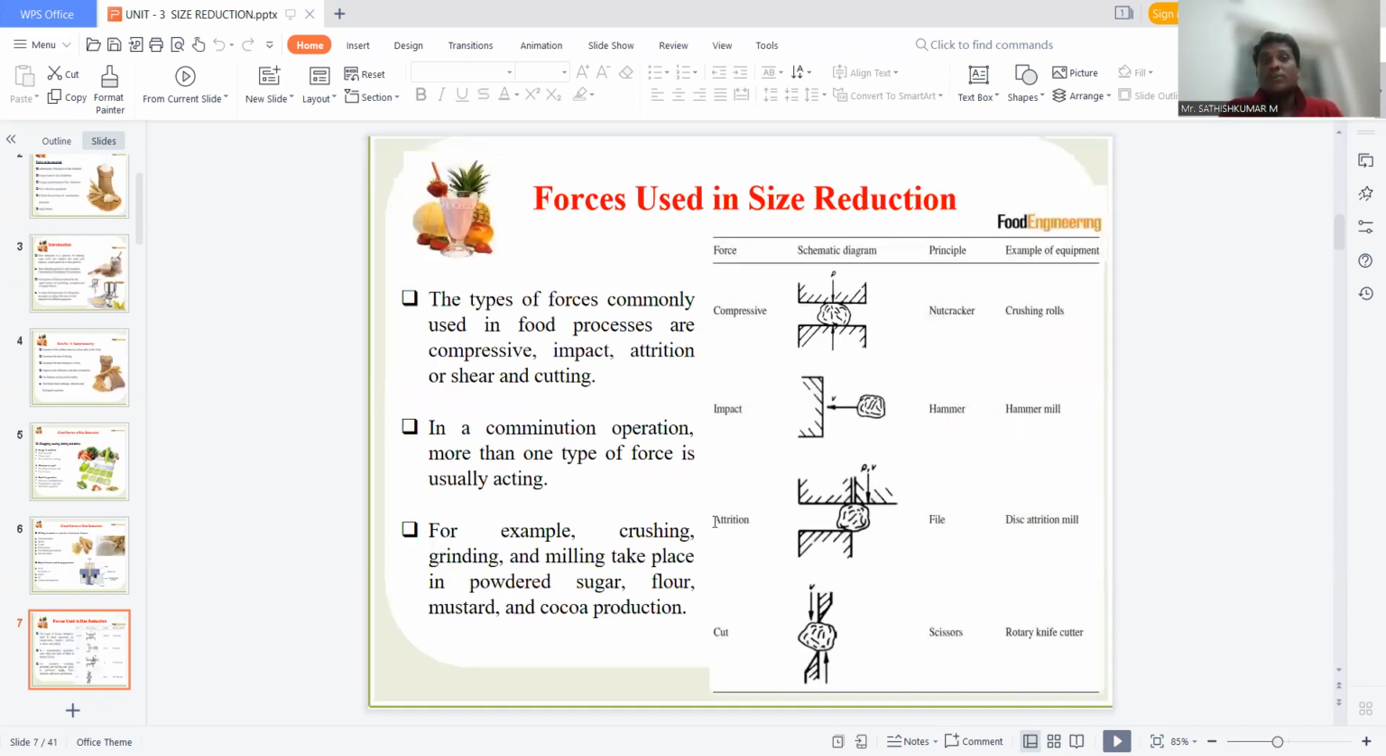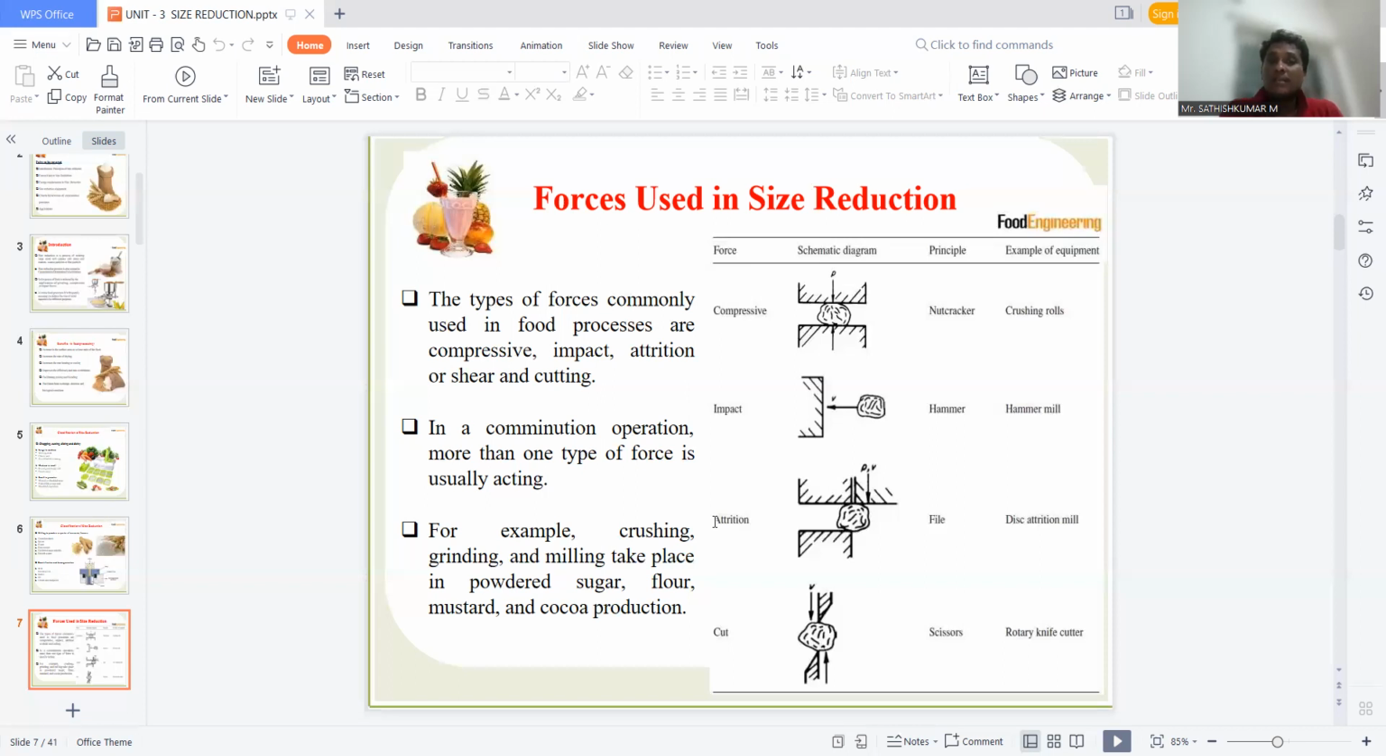Next, we are going to discuss the forces used in the size reduction process. The types of forces commonly used in food processing are compressive forces, impact forces, attrition forces or shear, and cutting forces. These are the basic forces applied in the food processing industry, particularly in size reduction. In a size reduction operation, more than one type of force is usually acting.